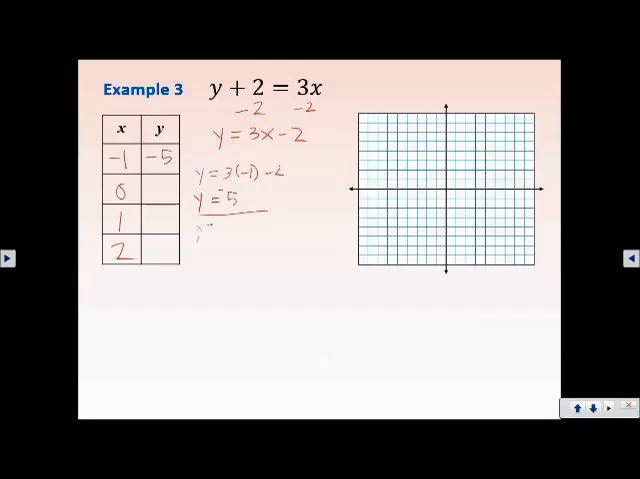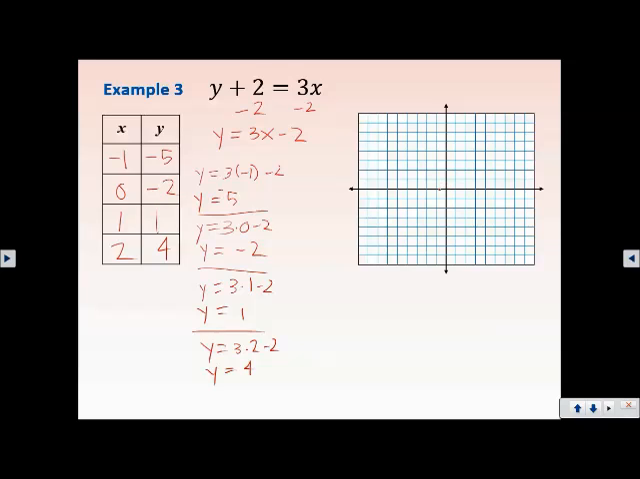We're going to try another one. y equals 3 times 0 minus 2. So for that, 3 times 0 minus 2 ends up being negative 2, so I put that in my table of values as well. y equals 3 times 1 minus 2. So in that case, y is 1. And y equals 3 times 2 minus 2, y is going to be 4. So what we've just done is create a whole bunch of ordered pairs that are solutions to this equation. So I'm going to plot them now.